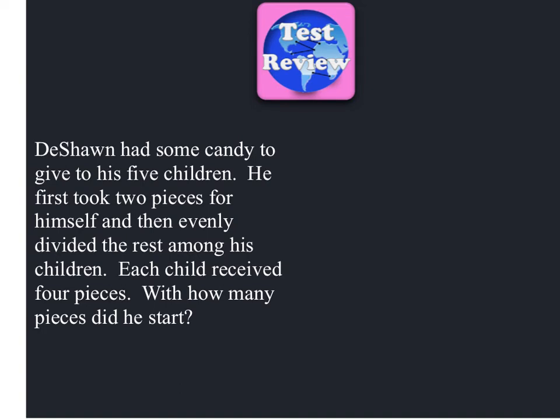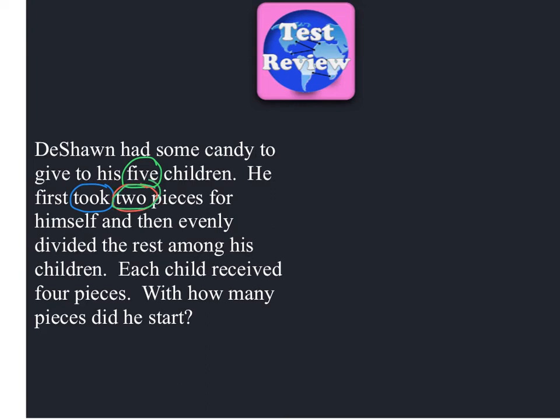Now, this problem, I want you to pay close attention to, because this problem might have a very similar one to this on your test. So with these word problems, remember, you want to circle or underline key pieces of information. So it says Deshaun had some candy to give to his 5 children. He first took, and I'll go ahead and circle this in blue, 2 pieces. Oh, I probably should have done that in green.